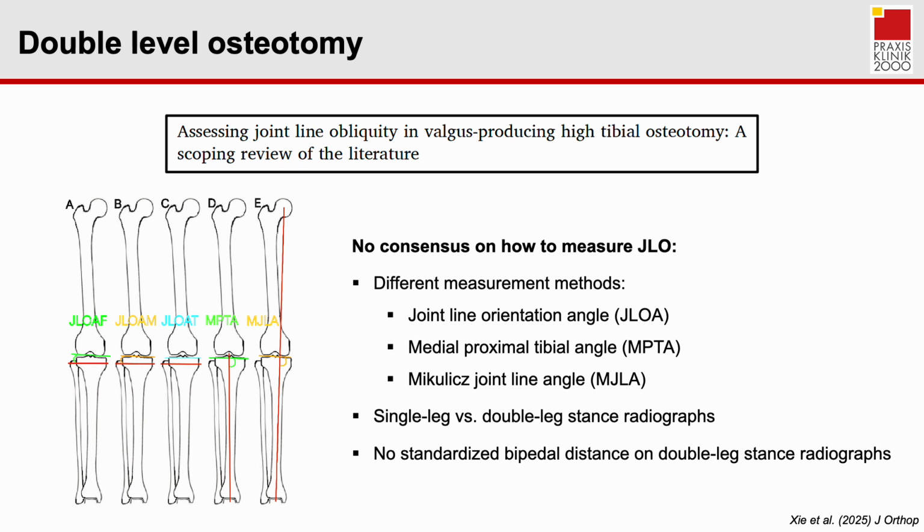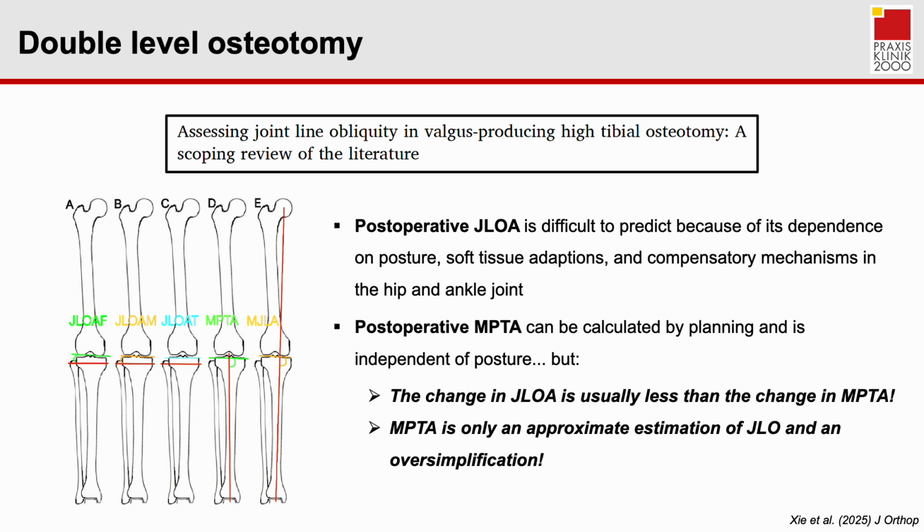When using the joint line orientation angle, the question remains whether to obtain single leg or double leg stance radiographs, and for double leg stance radiographs the bipedal distance is not defined, which however does influence joint orientation as explained before. The second problem is that the postoperative joint line orientation angle is difficult to predict because of its dependence on posture, soft tissue adaptations and compensatory mechanisms in the hip and ankle joint.